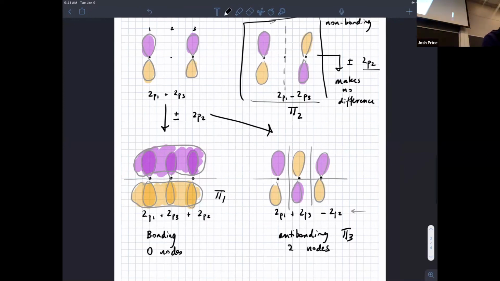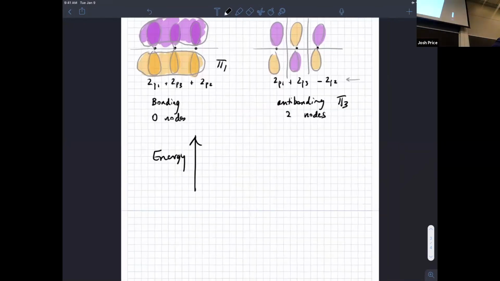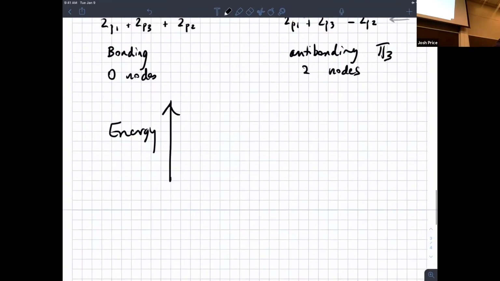So we could make an energy diagram. And I'm not going to redraw these pi orbitals. Actually, I probably will, but we'll just go pi 1. Here's our break even line, or our non-bonding line. That's where pi 2 should be, because it's a non-bonding orbital. And then up here is pi 3.